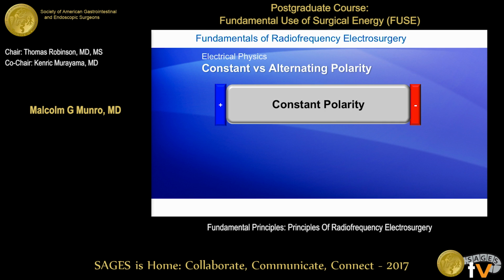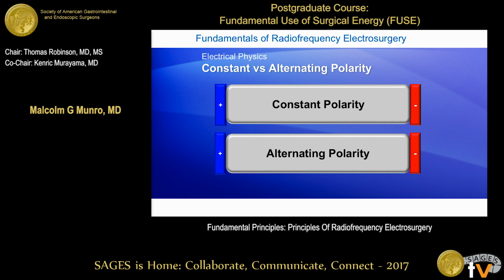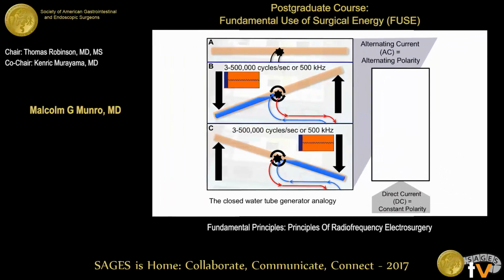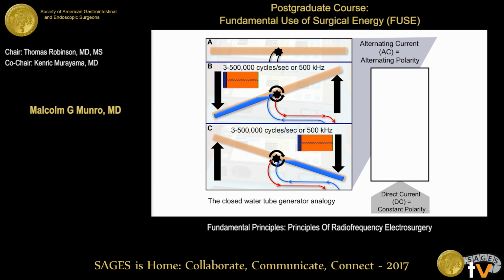And so constant polarity and alternating polarity are sort of two different concepts. And with radio frequency, we're dealing with alternating polarity. And what does this mean? It means that 500,000 times a second, we're switching polarity. So if we hook that up to a power generator, you can see as we get to the bottom here, without the water moving or flowing in any given direction, we're generating power.